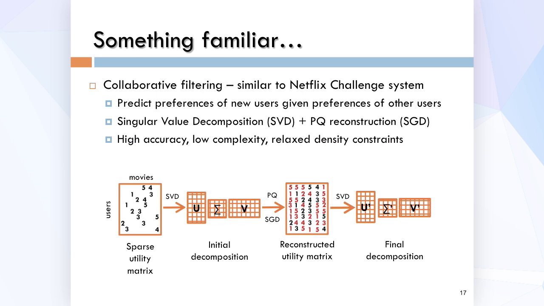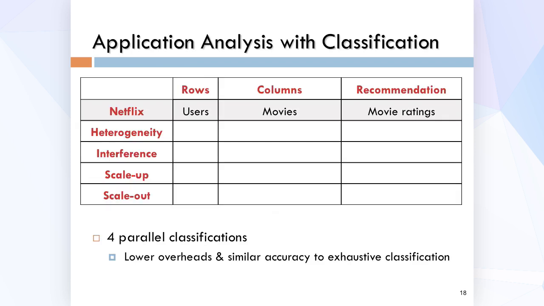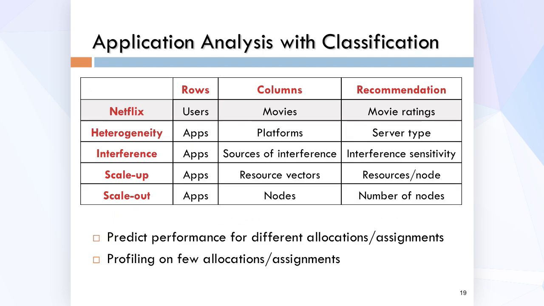Now let's see if we can apply a similar approach to cluster management. So what do we need to know here? We don't want to recommend movies to users. What we want is to figure out four things. We want to figure out what is an appropriate hardware platform for this new application, what are acceptable levels and types of interference given its characteristics, what is a suitable amount of resources within a node, so what is an appropriate scale-up configuration or allocation, and then how many nodes should we distribute the load across? So what is an appropriate scale-out configuration?